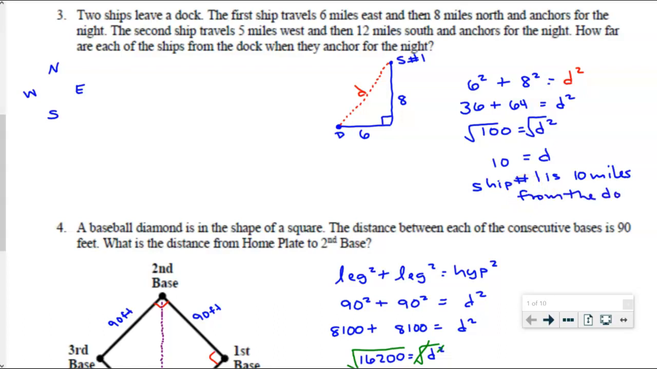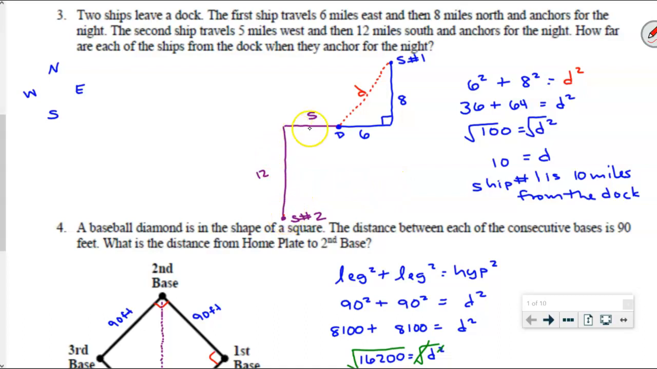All right, let's worry about ship number 2 now. Ship number 2, the second ship travels 5 miles west, and then 12 miles south, and anchors for the night. This is ship number 2. How far away is this ship from the dock? Can you answer that question?